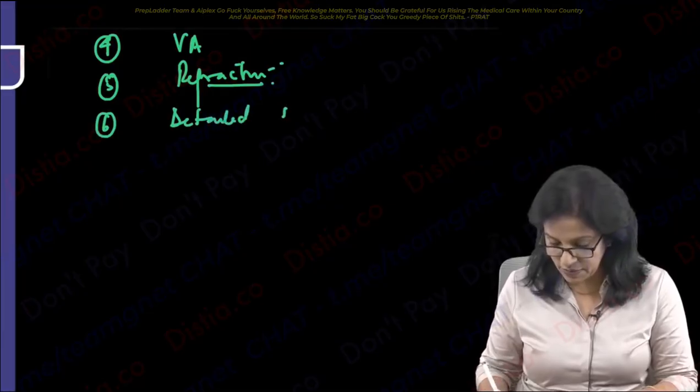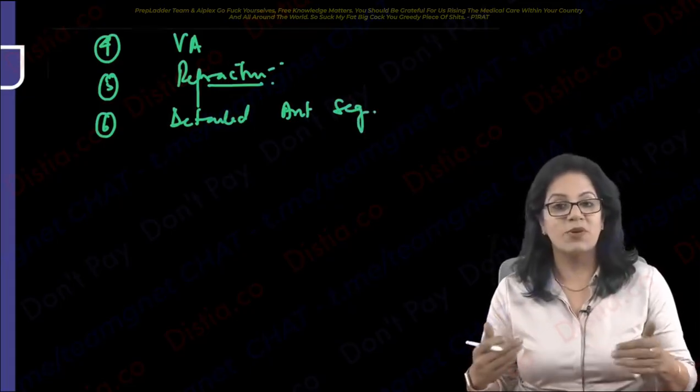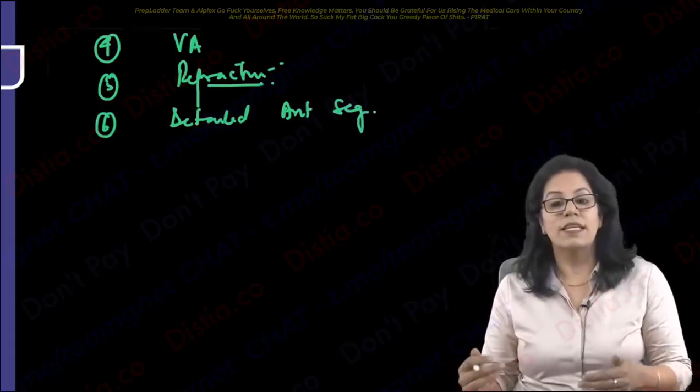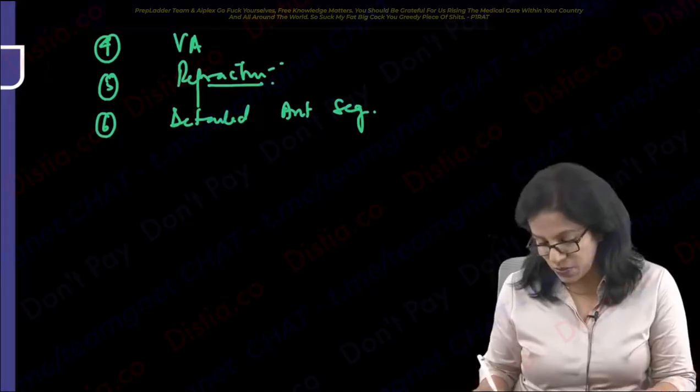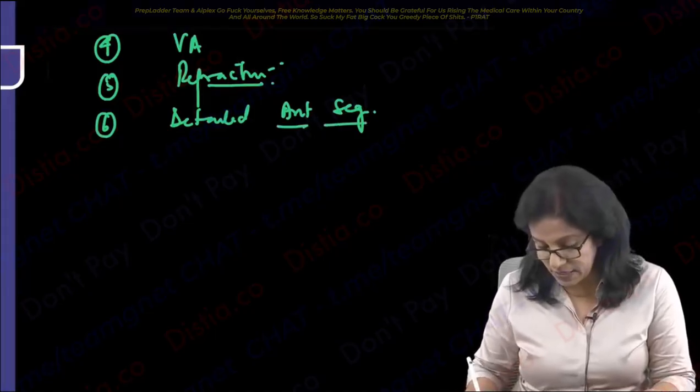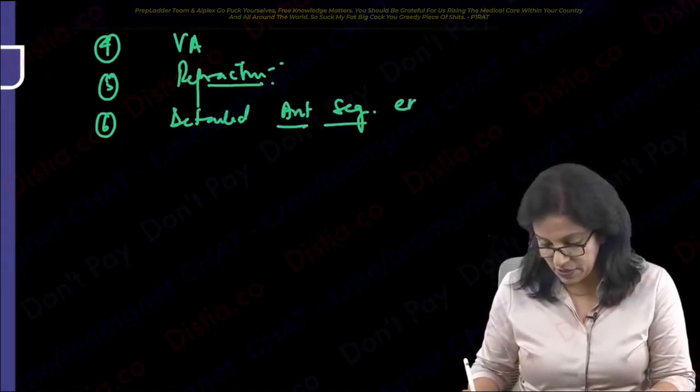After that, once we have done all these basics, we have to go for a detailed anterior segment examination, right? Because any problem, any opaque media can also lead to squint, right? So any disease leading to squint, that is why it is called secondary squints. So those squints are secondary. So anterior segment detailed examination.